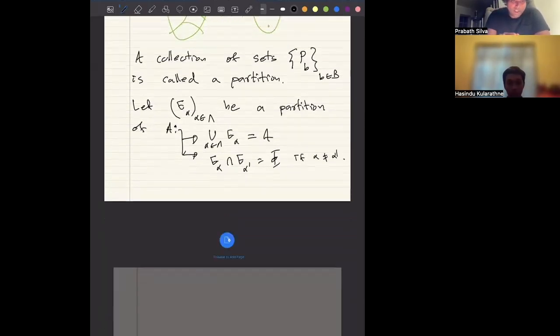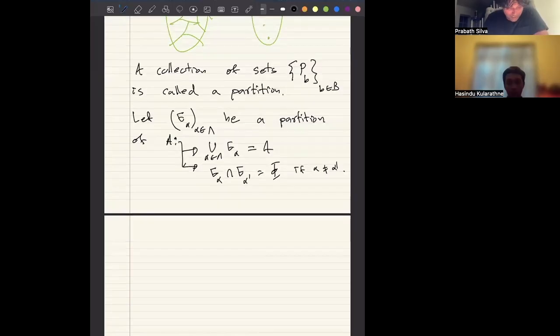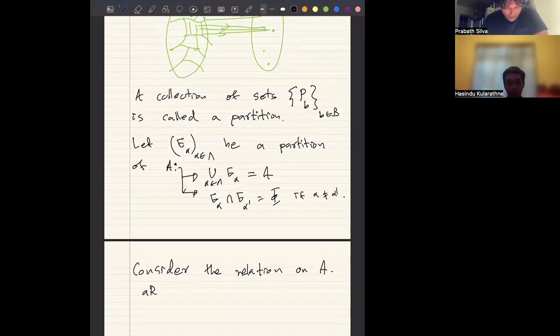So if you have a partition, from a partition you can define a relation. Consider the relation, we call it R, a relation on A. Okay, so on the set A we define a relation where A R B if and only if A and B are in the same partition, same E alpha. Okay, so we define A to be related to B if this happens.